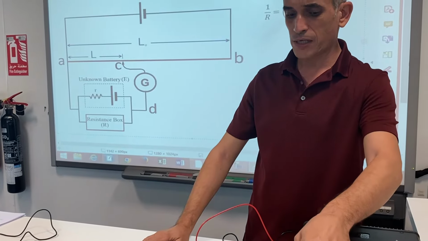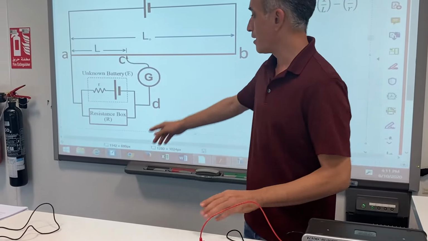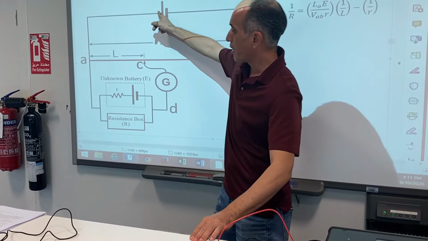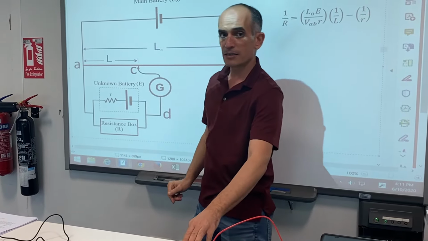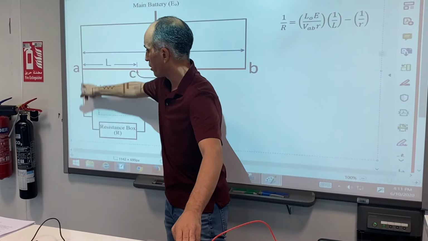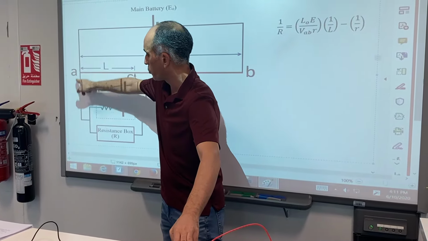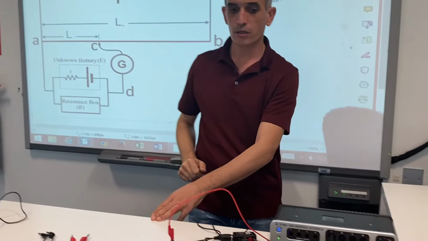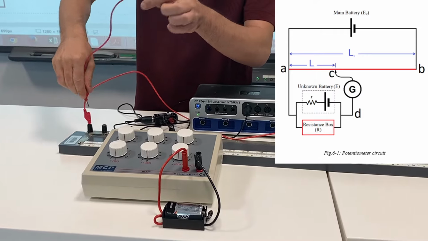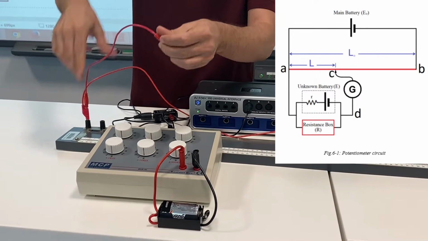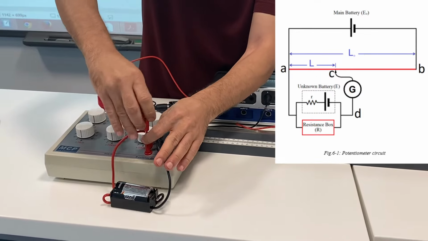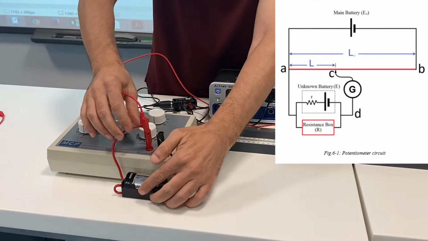Now notice that the positive side of the unknown battery and the positive side of the main battery are all on the same side, okay? And they are connected together using this wire. So this wire connects point A to the positive side of the unknown battery. So we will take a wire between point A and this point right here.